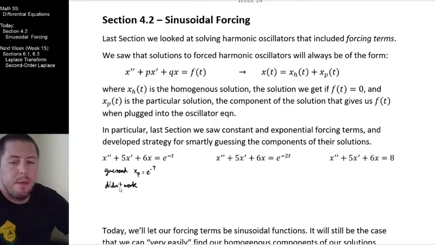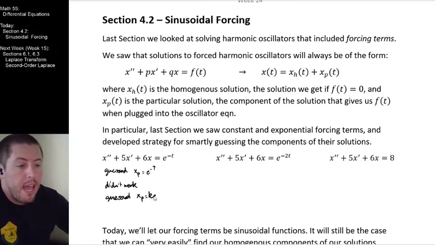That's when we said, listen, maybe we should guess up to constant multiples. So then we guessed that our particular solution should be k e to the negative t. We found that our k was going to be 1/2, and so that gave us our x sub p being 1/2 e to the negative t as our solution.